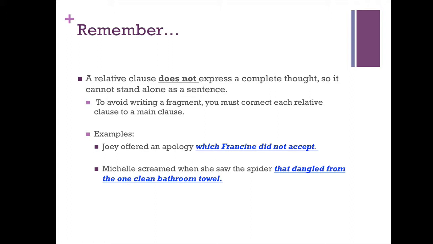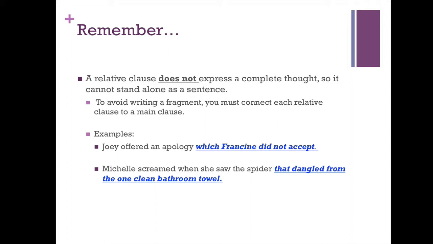Joey offered an apology which Francine did not accept. All right, let's take the relative clause, which Francine did not accept. That could not stand on its own as a sentence. It's got a subject, Francine, it's got a verb, accept, but it is not a complete thought. It has to be attached to the main clause. Joey offered an apology, which in fact is an independent clause. Put them together and you have a complex sentence.